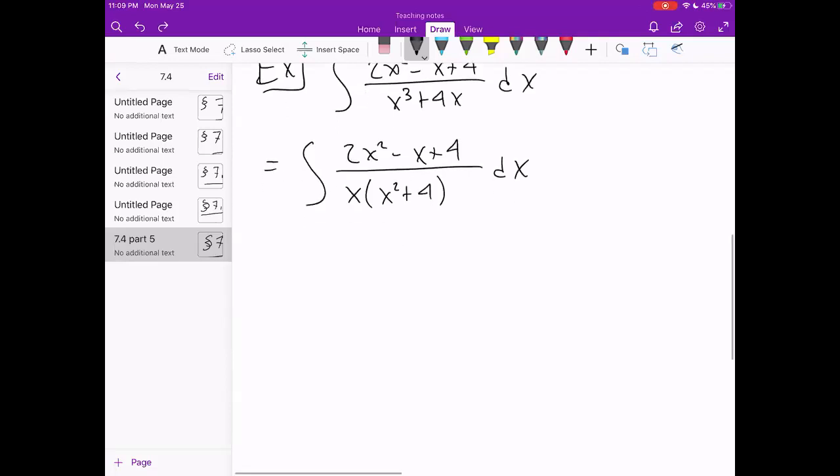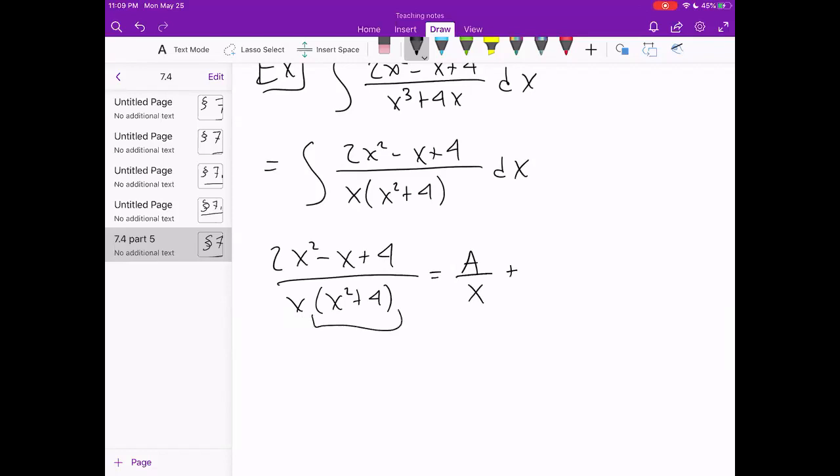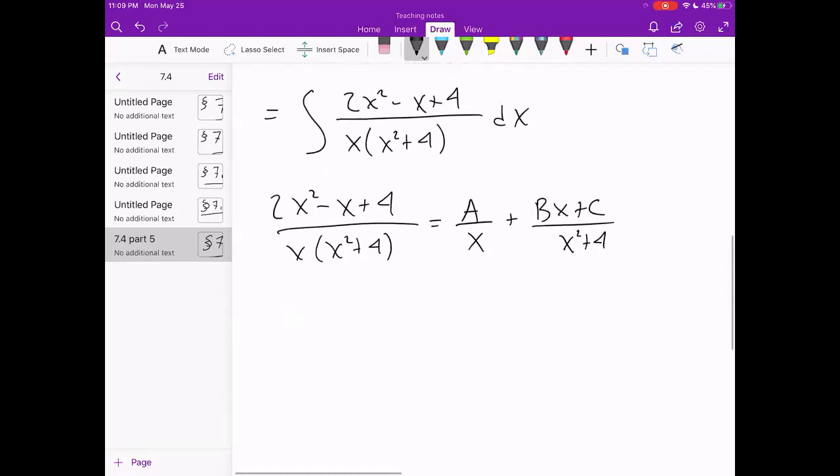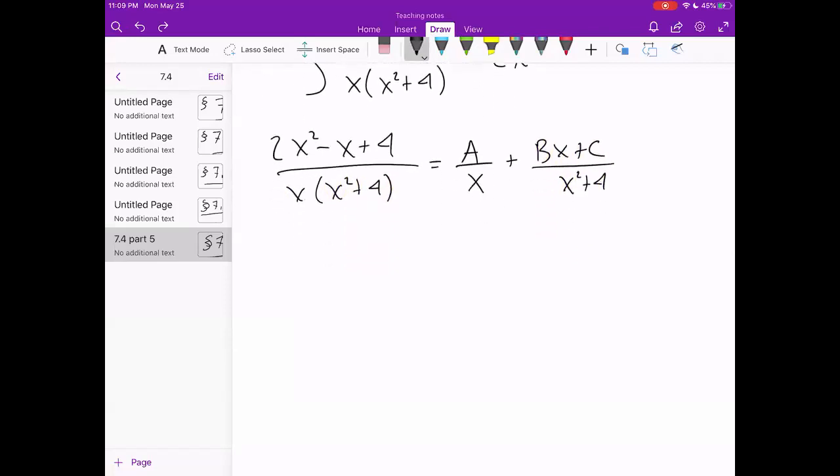So what we're going to do now is partial fractions on this, 2x squared minus x plus 4 over x times x squared plus 4. From this x factor here, I'm going to get a term that looks like this, a over x. And from the factor x squared plus 4, I'm going to get a term that looks like bx plus c over x squared plus 4. And now I'm just going to do my usual partial fractions. The whole point of this example is I now have this new term, but you're going to see that this doesn't affect how we're going to do anything else. I'm going to just follow all the same steps that I did before.